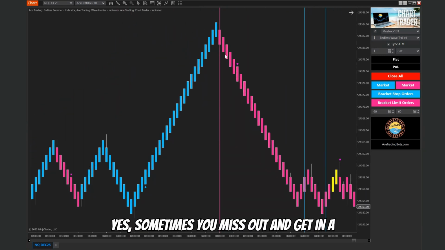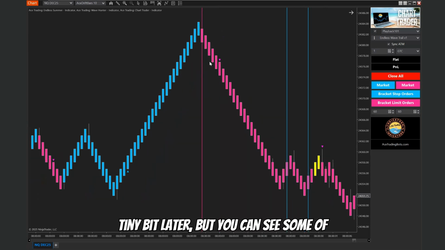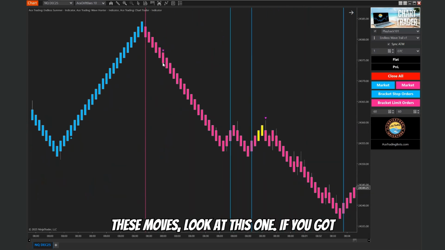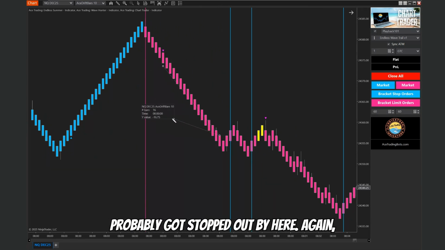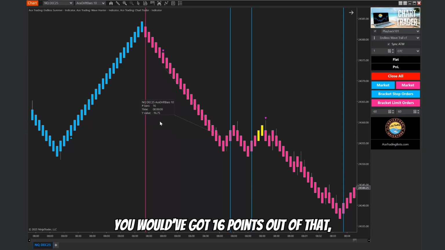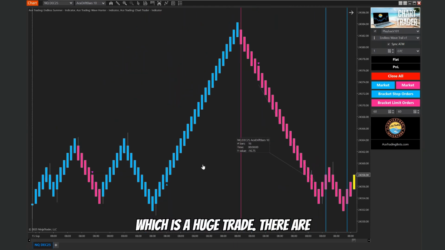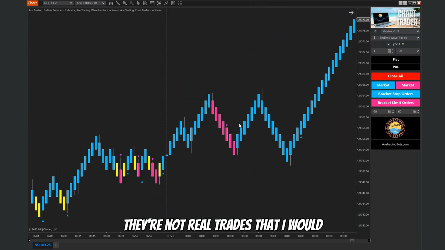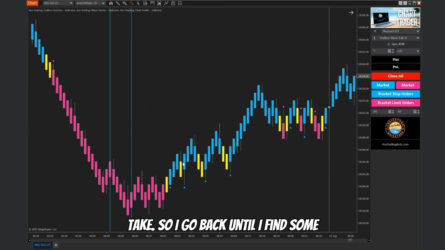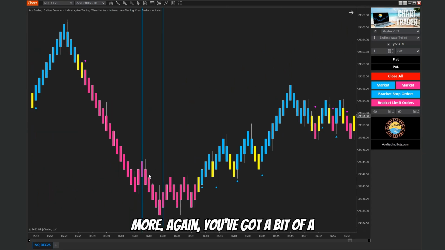Yes, sometimes you miss out and get in a tiny bit later, but you can see some of these moves. Like look at this one. If you got in there, you could have got a really good move. Imagine if you got in here, you could have come all the way back down here, probably got stopped out by here. You would have got 16 points out of that, which is a huge trade. There are no Endless Summer signals here, so they're not real trades that I would take. So I go back until I find some more. Again, we've got a bit of a pivot point here.